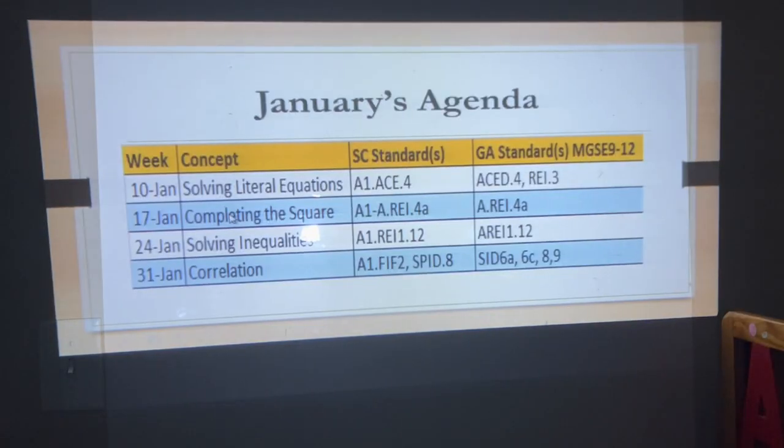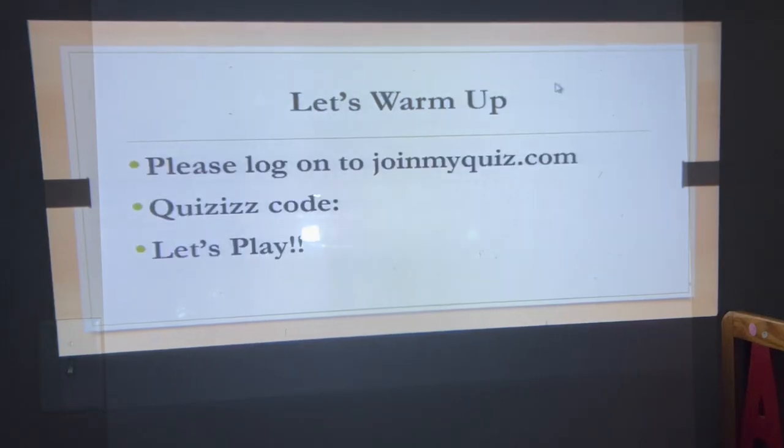Last week we did completing the squares, just as a review. The week prior to that, we looked at solving literal equations. If you were not here and you need help with either of those concepts, there are videos up on YouTube that you can look at. Today we're going to be working with solving inequalities, and we're actually going to graph those inequalities as well.